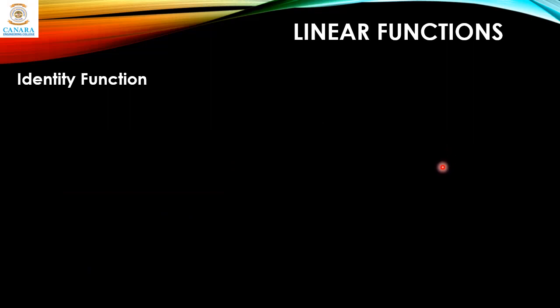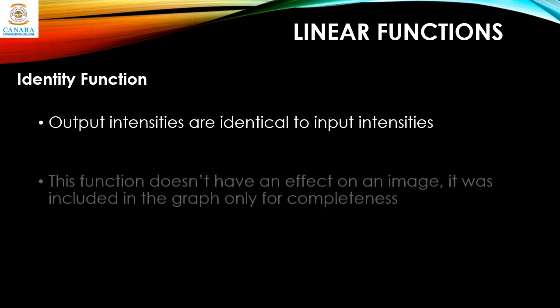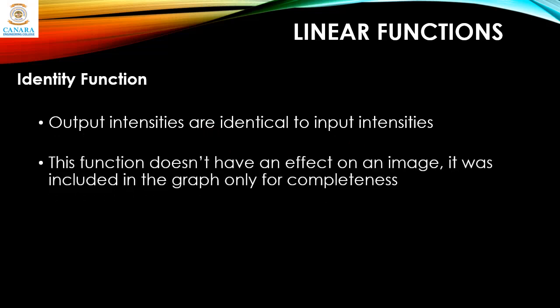The first transformation function we are going to learn is the linear function. In that, the first part is the identity function. The identity function doesn't affect anything in an image. It basically means it's keeping a copy of the image. Output is the same as input, so output intensities are identical to the input intensities. This function doesn't have an effect on the image. It was included in the graph only for completeness, and its expression is S is equal to R.